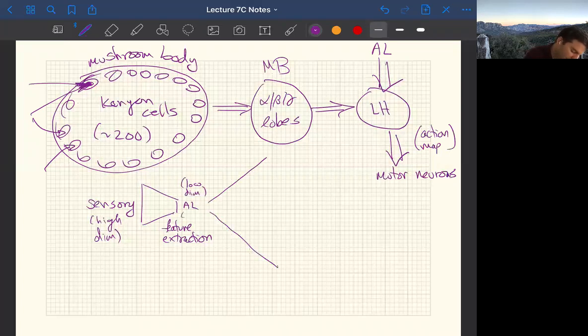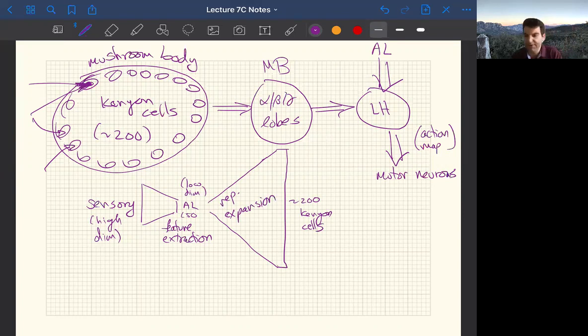So these are your roughly 50 antennal lobe glomeruli, and now you go out and you've got roughly 200 of these Kenyon cells. And so you get this representational expansion. And it turns out that whenever you give a particular odor in, that odor is going to turn on a sparse set of Kenyon cells. It might only turn on, out of these 200, 3 Kenyon cells.